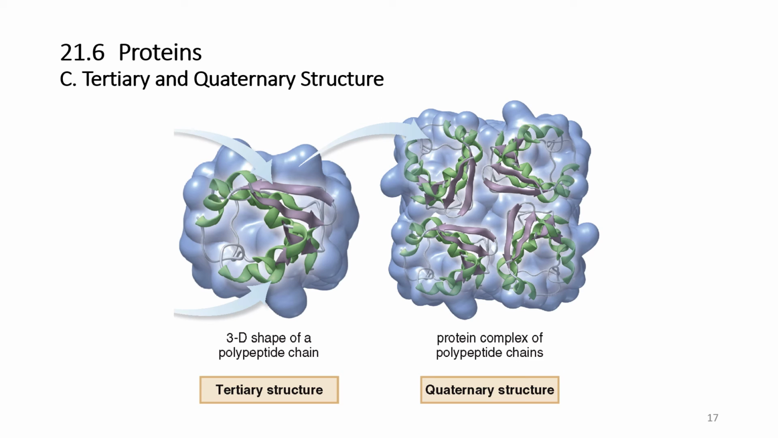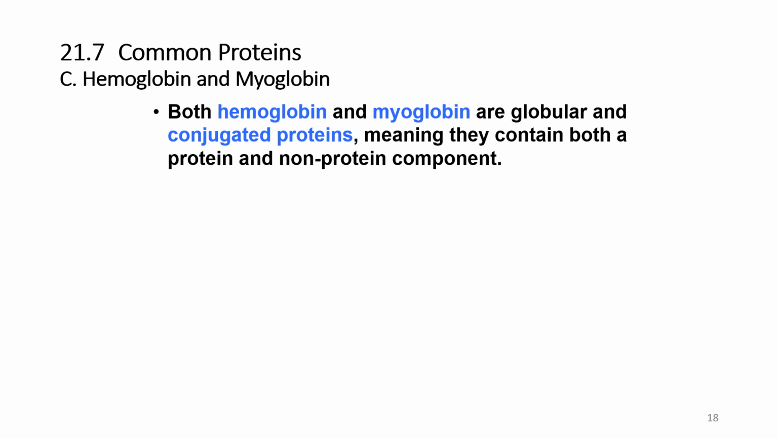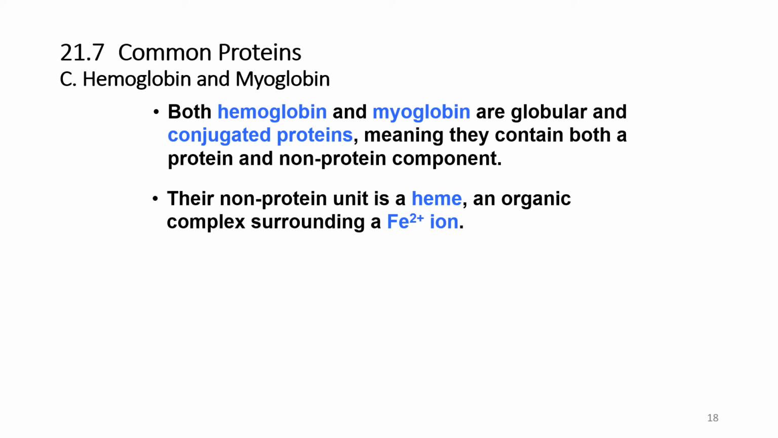Hemoglobin is an example of a protein that has quaternary structure. Myoglobin, a relative of hemoglobin, is just one polypeptide chain. Hemoglobin and myoglobin are globular and conjugated proteins, meaning they contain both a protein and a non-protein component. Also examples of tertiary and quaternary structure. Their non-protein unit is a heme group, and this is a complex that surrounds an iron 2+ ion.